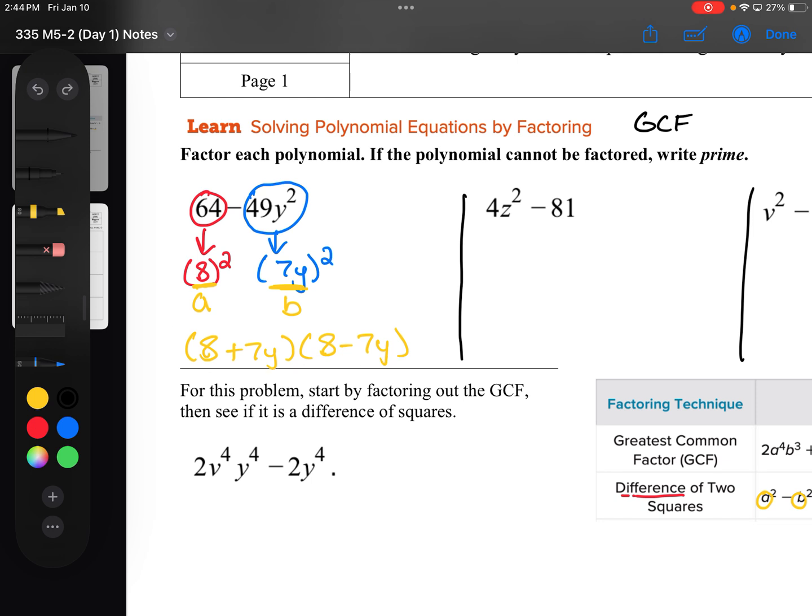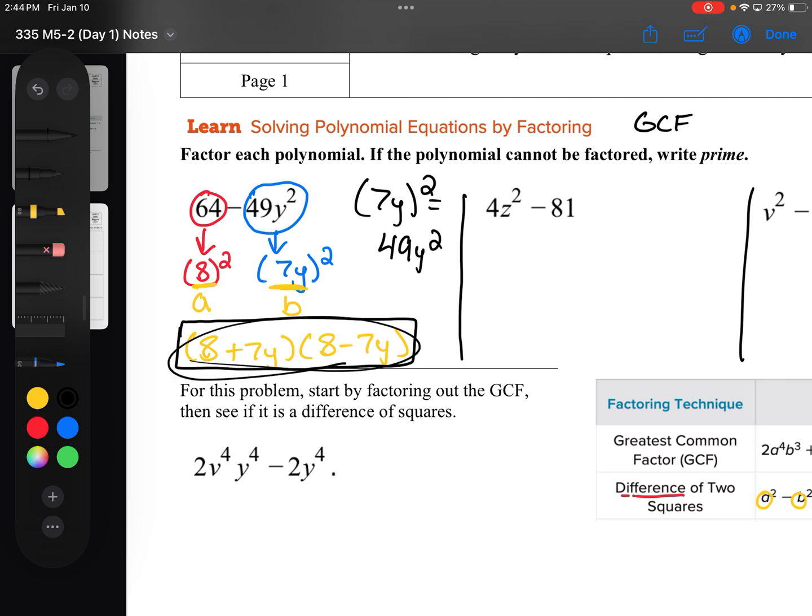You got a question? No, you can go ahead. Why didn't I keep the square? So the question was, why didn't I keep the square for y? Because when I do 7y squared, 7 times 7 is 49. y times y is y squared. It's the same thing. And then when you multiply this all out, you can always check your answer. You could FOIL that out. You'll get the same exact answer: 64 minus 49y squared. It's the same thing. Okay? It just allows us to be able to solve the problem.